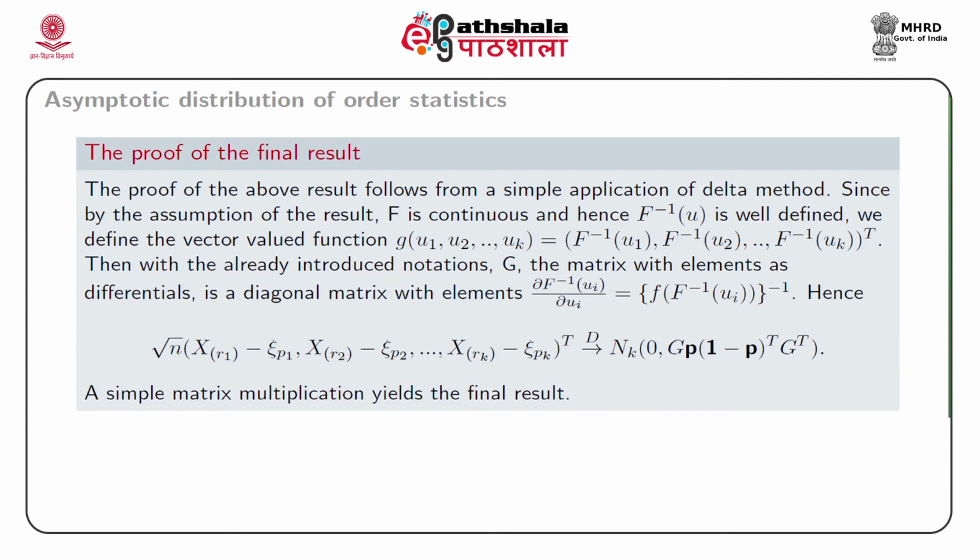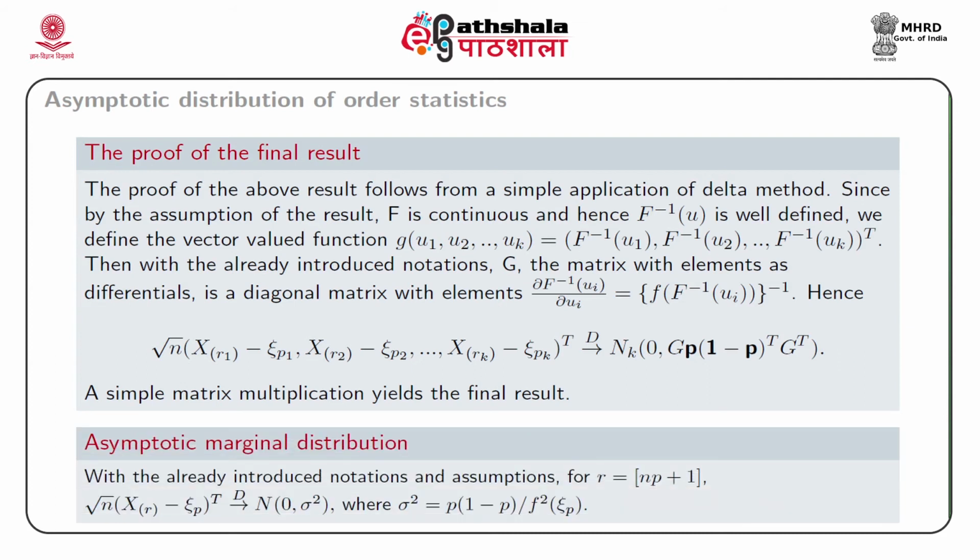So next we pass on to our next topic, which is asymptotic marginal distribution. Once we find the asymptotic joint distribution, the asymptotic marginal distribution is a routine. So with the already introduced notations and assumptions, if R equal to box NP plus 1, then the large sample distribution of x ordered R is normal with mean xi p and variance sigma square, where sigma square is p into 1 minus p divided by f square xi p.